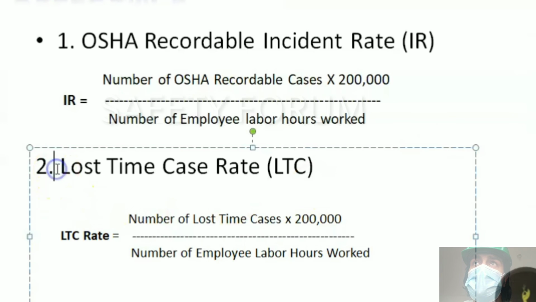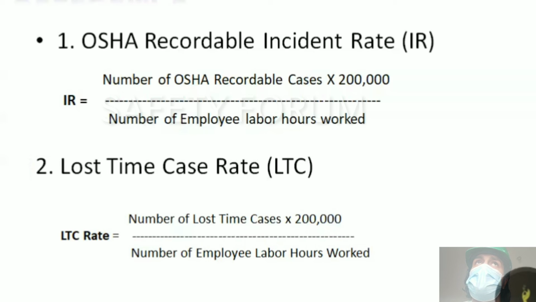Then again in OSHA we have another term, which is the lost time case rate, LTC. Some companies use this term. The LTC rate is calculated by the number of lost time cases, how many lost time cases were reported, into 200,000 divided by the number of employees who have worked there. These are some calculations which may be useful for you.